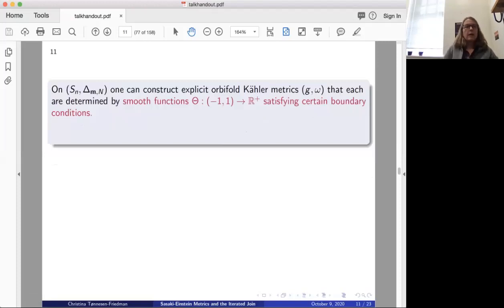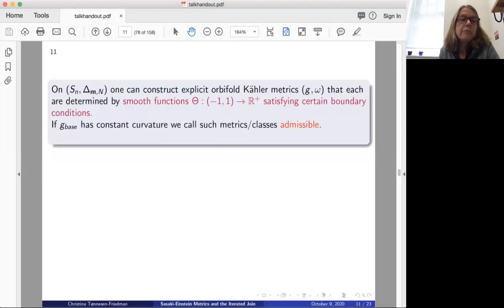All right, so what about those orbifolds? Well, this generalized Calabi construction allows us to construct explicit orbifold Kähler metrics that each are determined by smooth functions. So you pick a smooth function over some preset interval, so we always work with this interval, satisfying certain boundary conditions, okay? So pick one function, when everything else is fixed, then that determines a Kähler metric. And if the base metric from before has constant scalar curvature, oops, there's a misprint, not constant curvature, scalar curvature, then we call such metrics or classes admissible. The Kähler class and the Kähler metric also depend on that choice of R, because that R was not part of the orbifold before, but the R goes into the metric.